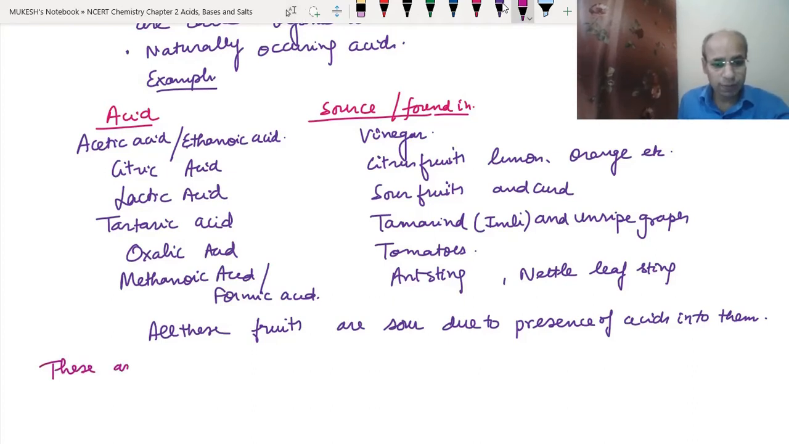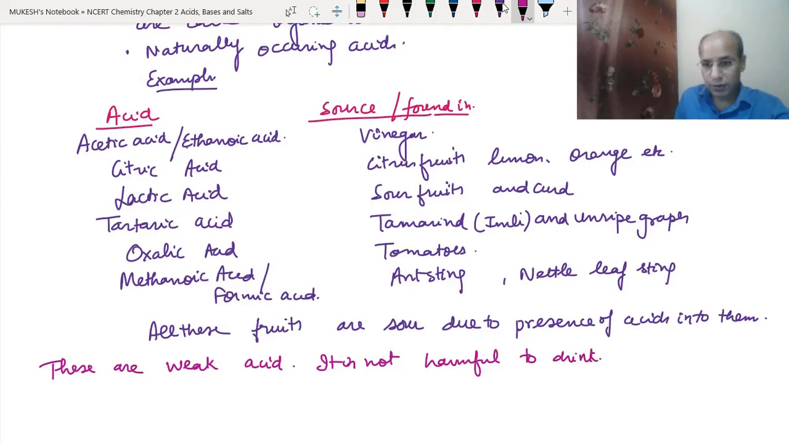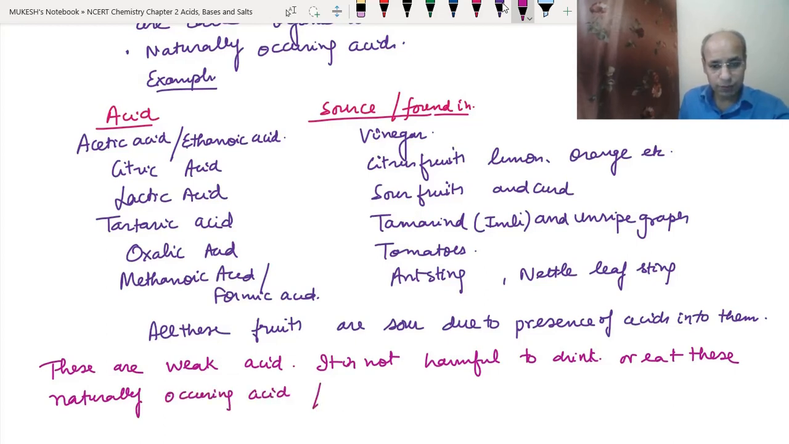So these are weak acids. We will understand what weak acids mean later, when we come to the topic of strong and weak acids and bases. But here you can just say a weak acid doesn't harm the body. It is not harmful to drink or eat these naturally occurring acids, which all of us normally eat. They are good for the body. So these were the natural acids, organic acids, that we have studied.